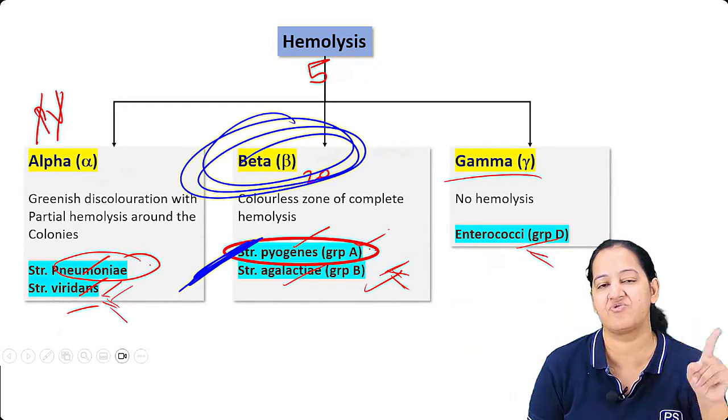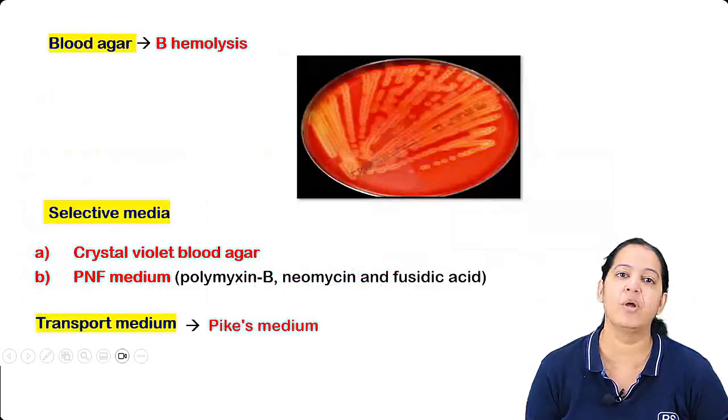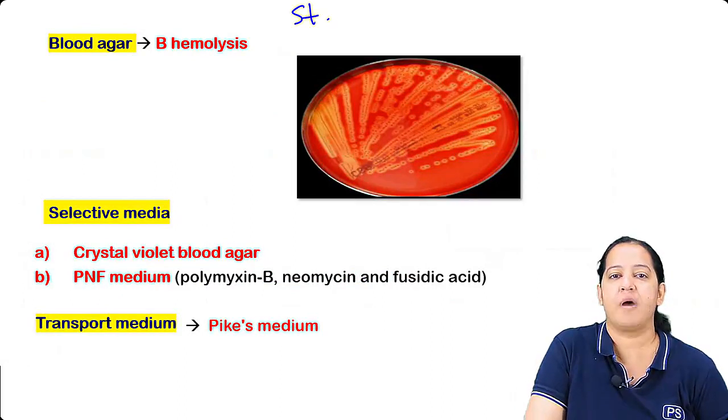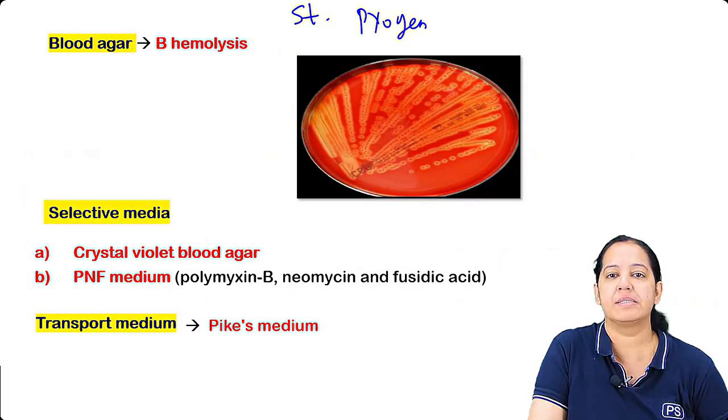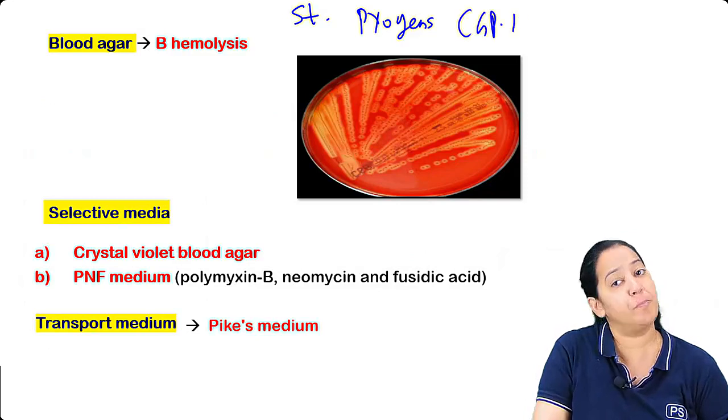In the beta, I'm starting with the first one: Group A beta, Streptococcus pyogenes. Let's start the main hero. Streptococcus pyogenes, that is group A from the beta.